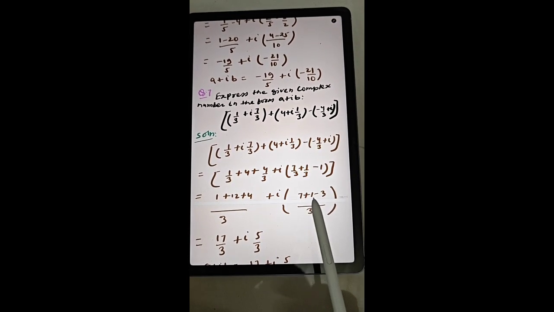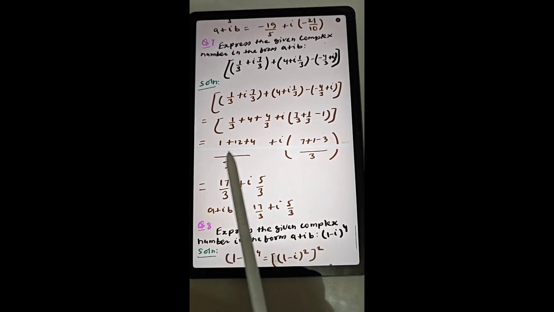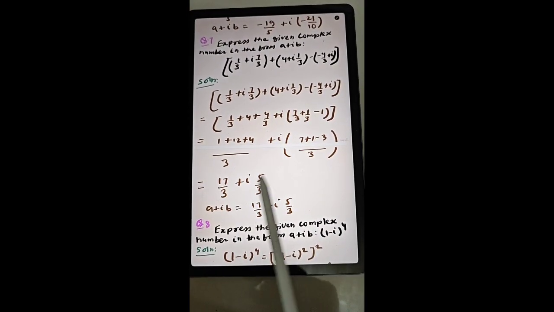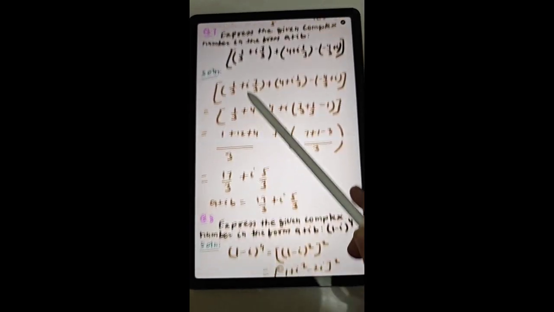3 LCM 7 plus 1 minus 3. So you can see, simplify it. 12 plus 1 is 13, plus 4 is 17 upon 3. 7 plus 1 is 8, minus 3 is 5 upon 3. So this is your expression.